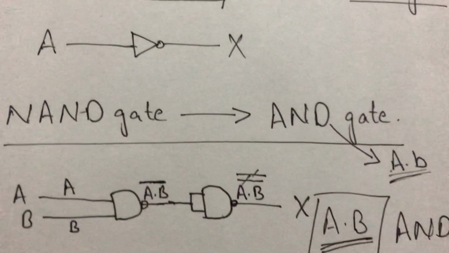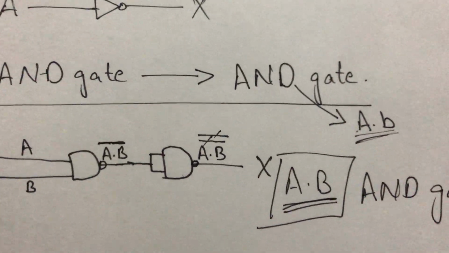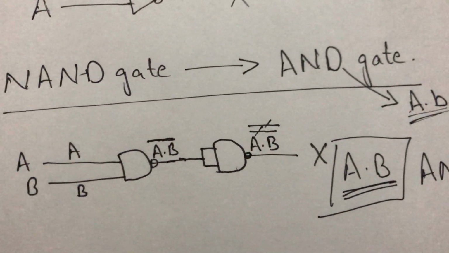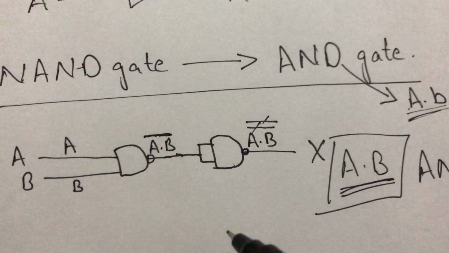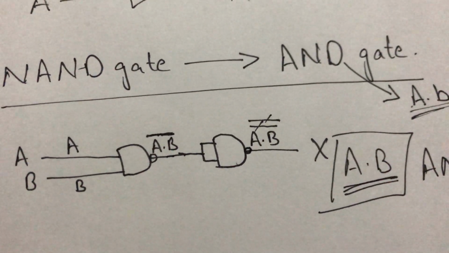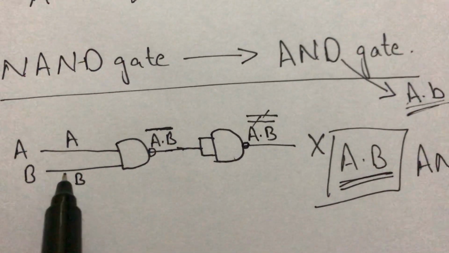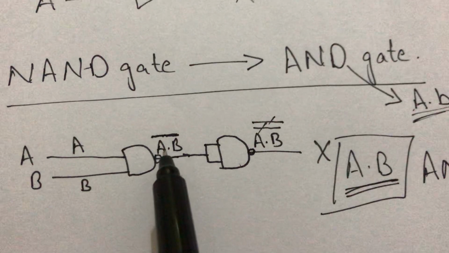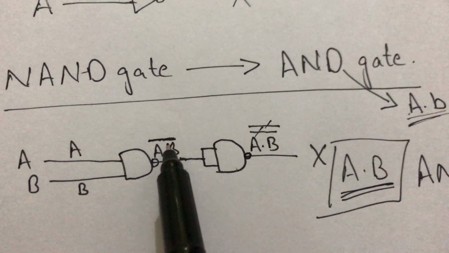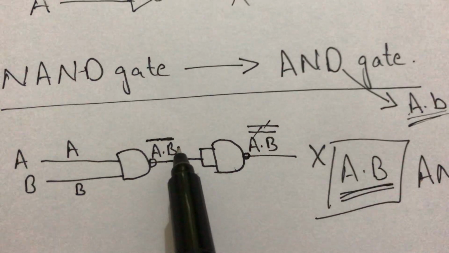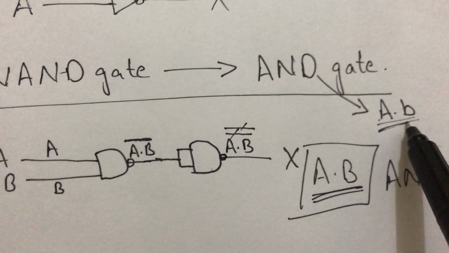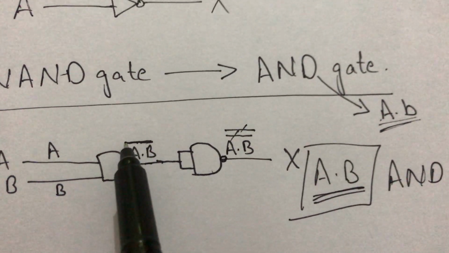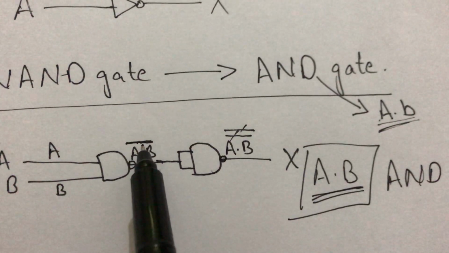The second one is the AND gate by using NAND gates. We will use a combination of two NAND gates. First of all, a NAND gate with two inputs A and B, and its output will be (A dot B) whole bar, or whole complement. So the output of the NAND gate is (A dot B) bar. For this we need to remove this complement, or whole bar, from A dot B.